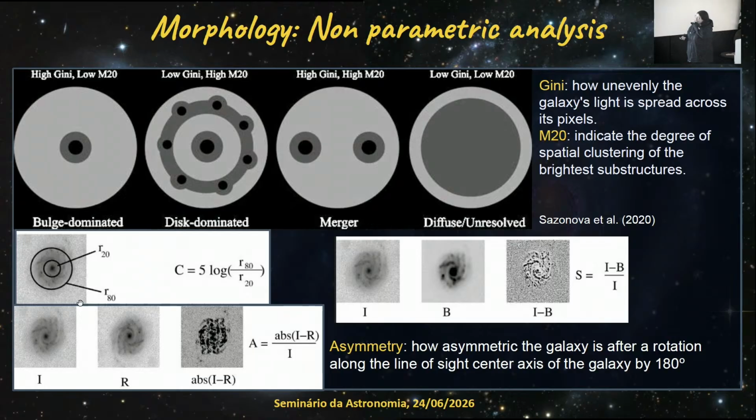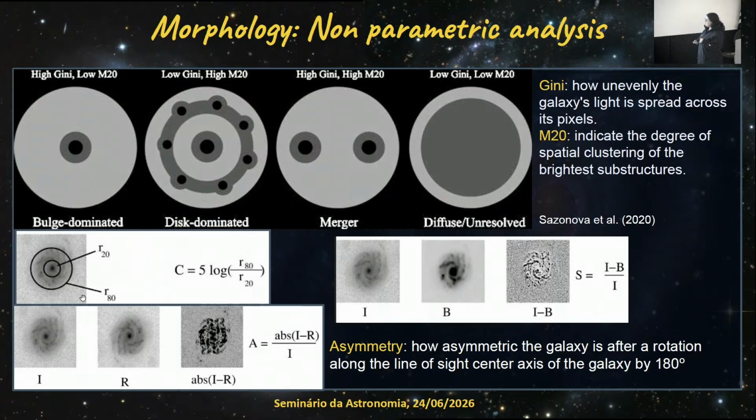So, what do I mean by non-parametric analysis? I mean the distribution of light. What does this analysis give us? It gives us different parameters, or indices, I think that's better, that tell you how the light is distributed in a galaxy. And again, the names are very straightforward.